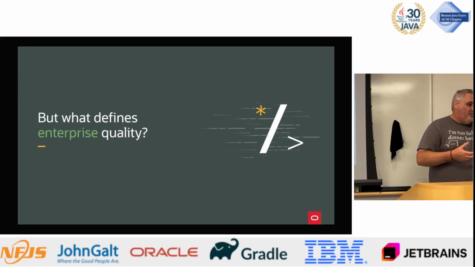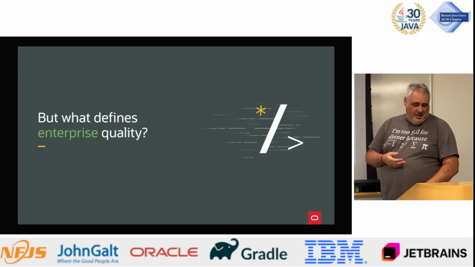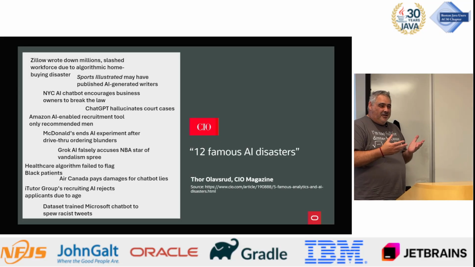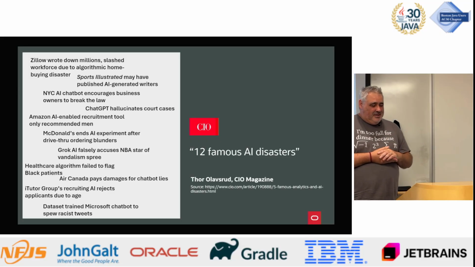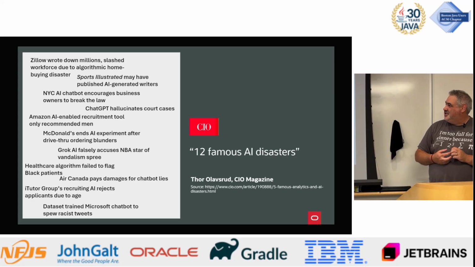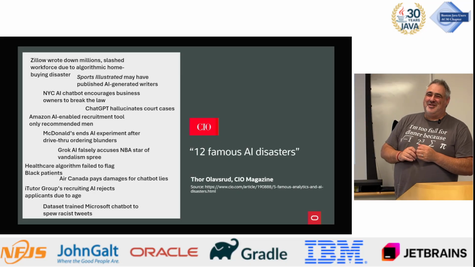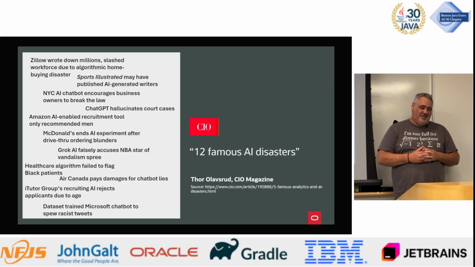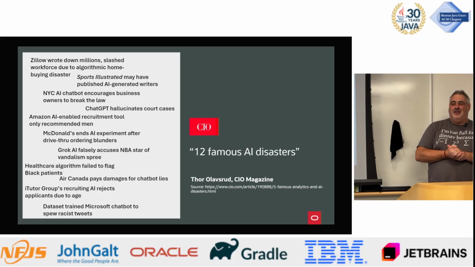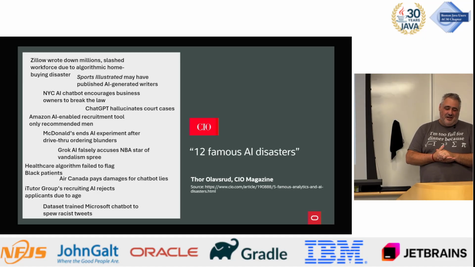All these things come along and there's a big hype and everything's so easy, but in reality, it's a little bit more complicated than that. So what really defines enterprise quality is what we're going to talk about. This is an article that I really like. It's called 12 Famous AI Disasters. It was in CIO magazine, and I picked out a few little snippets of some of the things they talked about. It was people implementing AI-based systems who maybe didn't do all of the due diligence that they should have done and had problems.